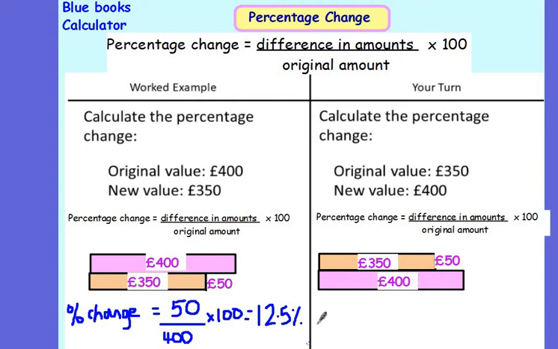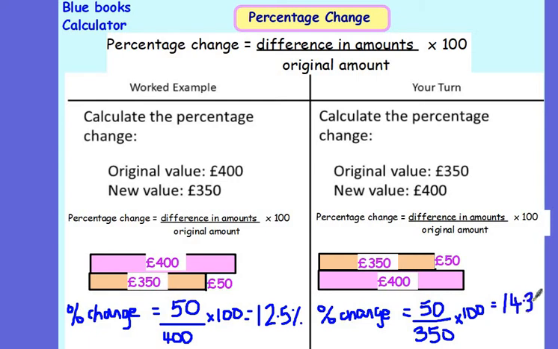But this time my percentage change is 50, my difference in amounts, over my original amount, which in this case was 350, times 100, which if you grab your calculators, 50 divided by 350 times 100 should have given you 14.3%. Please make sure you've got this example in your dark blue books for me, please.